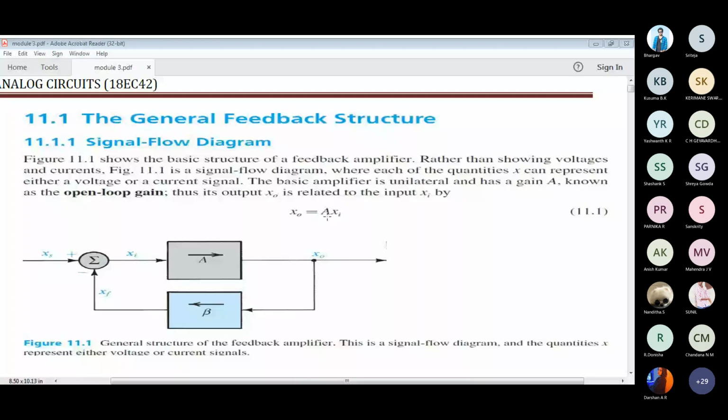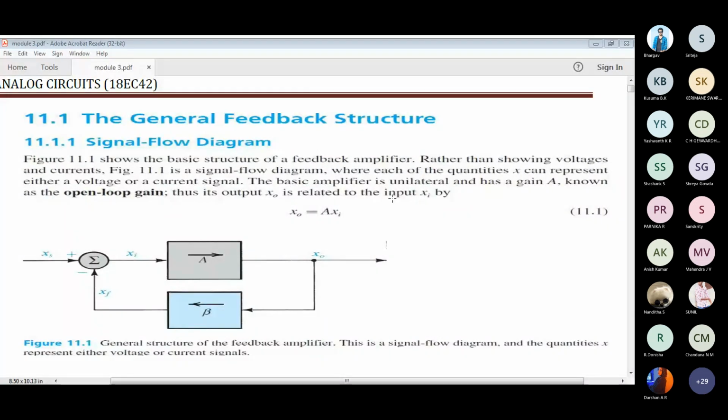The basic amplifier is unilateral and has a gain A, which is known as the open loop gain. Thus, its output X naught is related to the input Xi by X naught equals A times Xi.